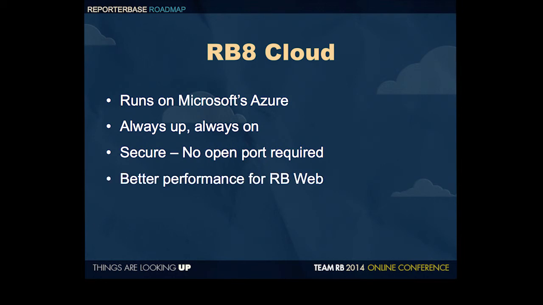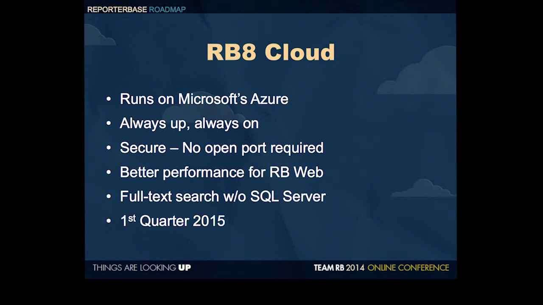Once you go on the cloud, your RB8 server will be sitting right next to the RB Web server we already have up on Azure, so you'll have better performance for RB Web. You no longer have to individually purchase software such as a SQL Server to allow full text search. Once you go on RB8 Cloud, you will have the full text search feature without having to purchase your own SQL Server software. And this will be available in the first quarter of 2015.